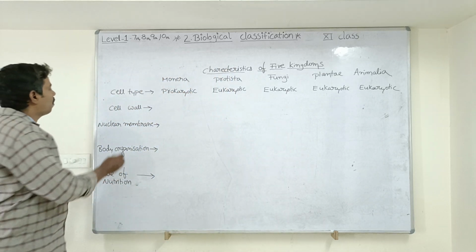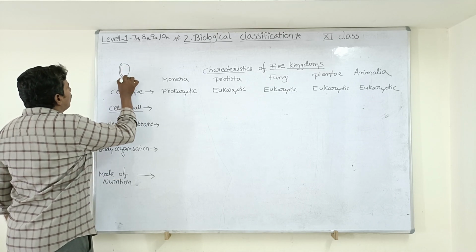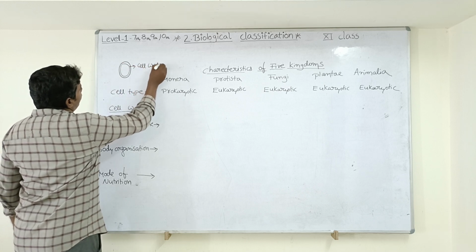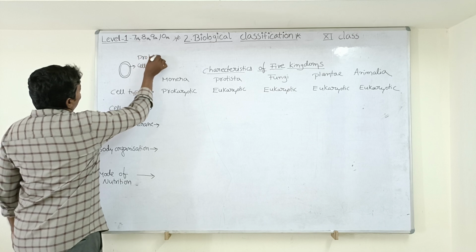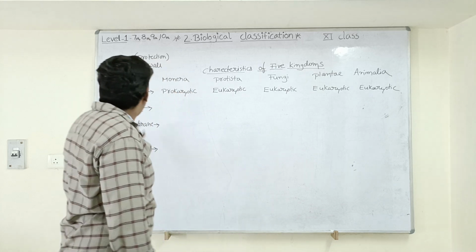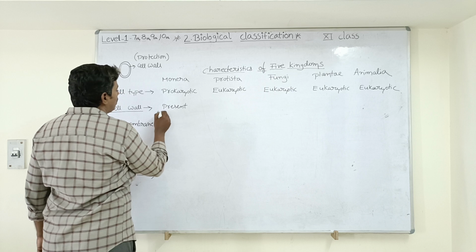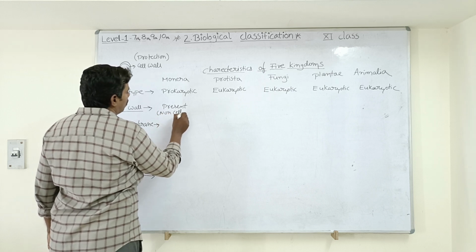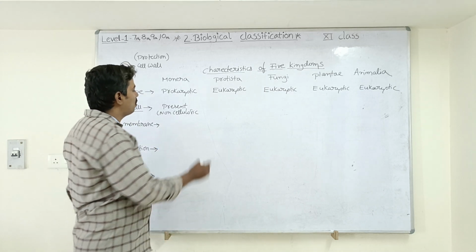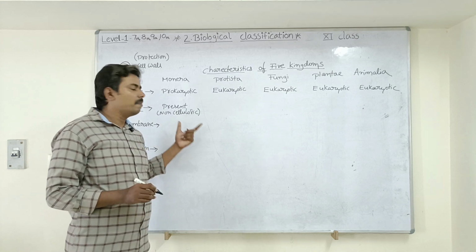Now coming to the cell wall. What is a cell wall? If a cell is covered by a protective covering, this protective covering is called the cell wall. A cell wall gives protection to the cell from external environmental conditions. Now, is the cell wall present in prokaryotes? Yes, it is present, but it is non-cellulosic. I will tell you what cellulose is later. Cellulosic cell wall will not be present, but some other type of cell wall will be present.